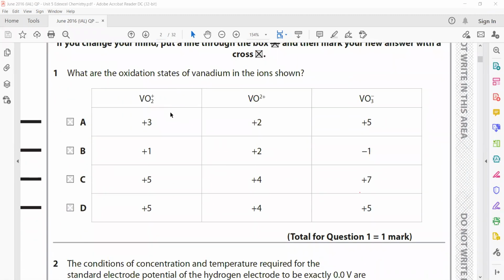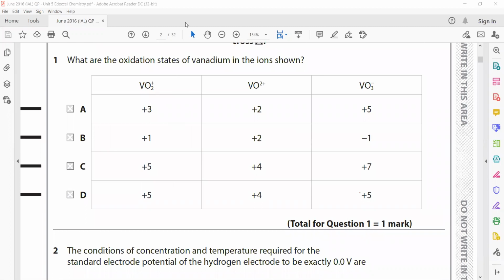The first question: what are the oxidation states of vanadium in the ions as shown? So in VO2 with the charge plus 1, each oxygen is minus 2, so 2 oxygens should be minus 4, and because the net charge is plus 1, vanadium should be plus 5. So either C or D will be the answer.